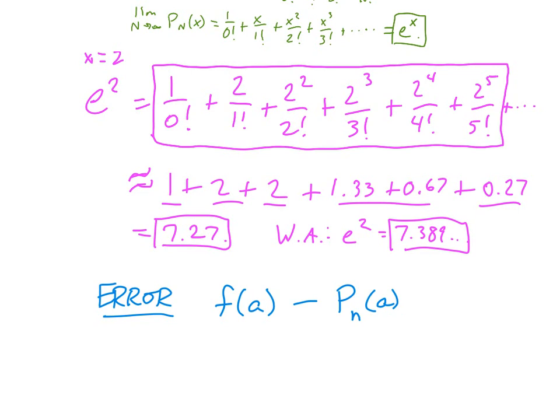In this case, my f of x was e to the x, and my p sub n was, I believe, the fifth degree Taylor polynomial, the one above. And my a was equal to 2, because that's the place where I'm trying to evaluate all of this. So in this case, my error would be actual e squared minus the fifth degree Taylor polynomial at 2.